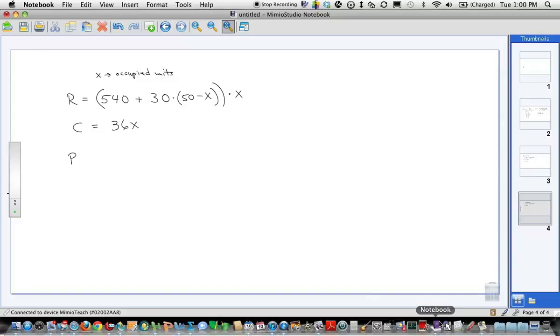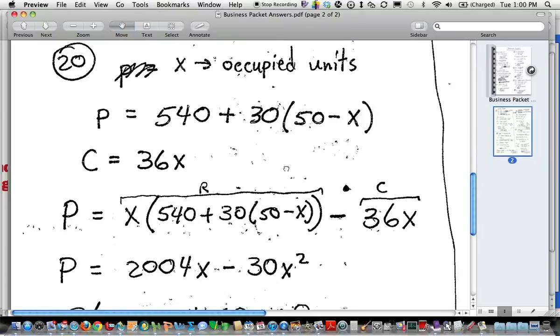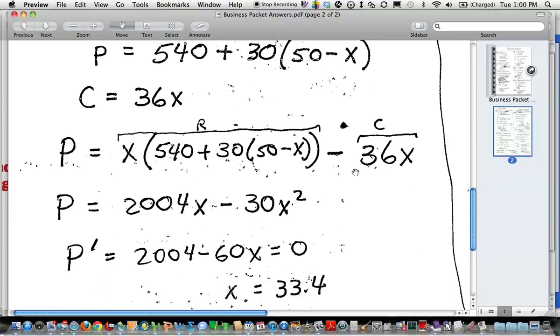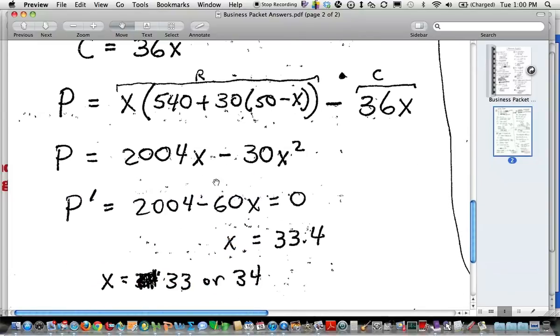So profit is revenue minus cost. Your profit equation is going to be the top one minus the bottom one. Put that into your calculator to simplify it, and then you want to maximize that. So coming back to this, there's my revenue minus my cost. It simplifies down to that.